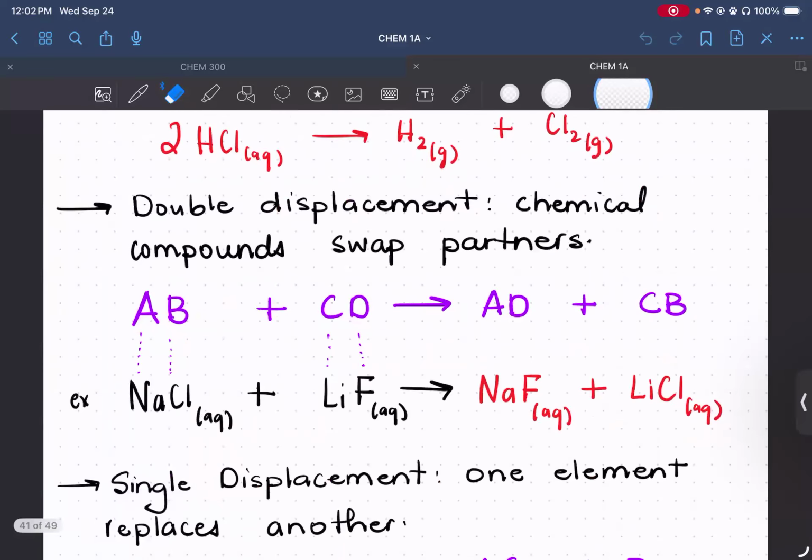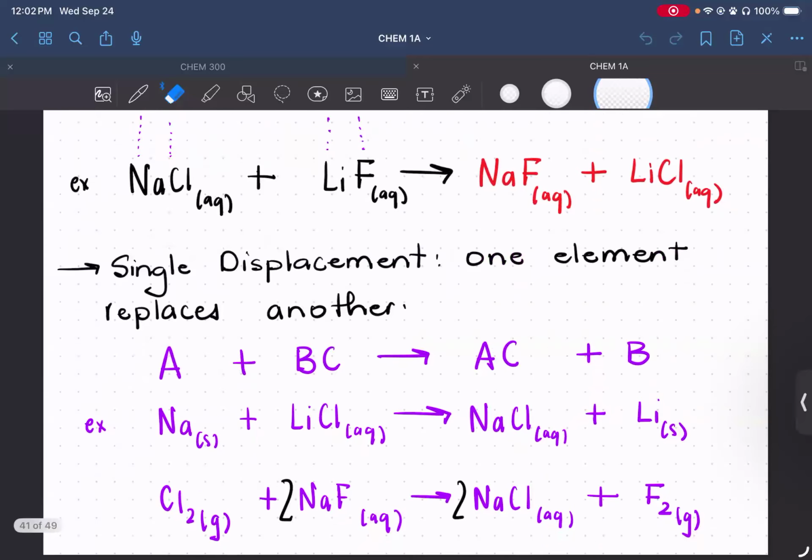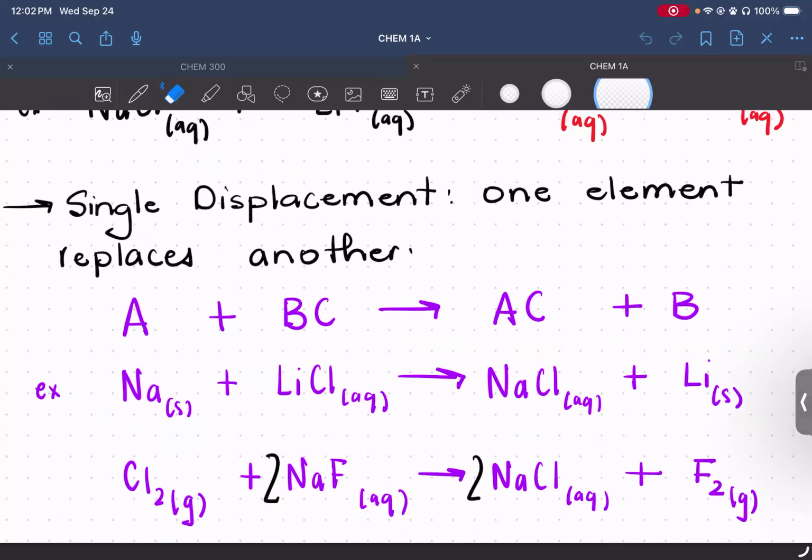That then led us to our discussion of the displacement reactions, both double and single displacement, where in double displacement, those chemical compounds swap partners. The generic reaction shown was AB plus CD to give you AD plus CB. In stark contrast, in single displacement, instead of chemical compounds swapping partners, one element replaces another. Generically shown here as A plus BC, giving us AC plus B.